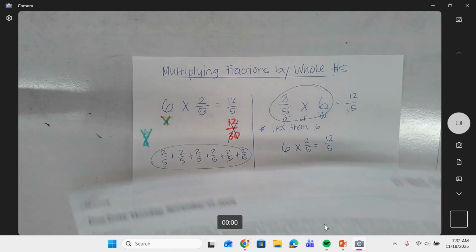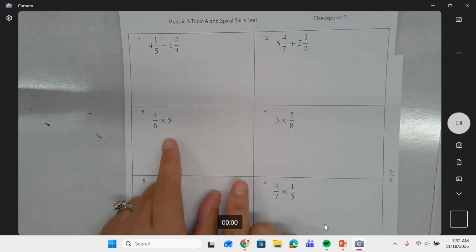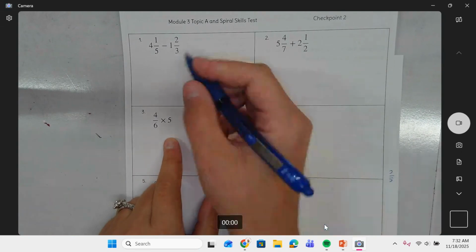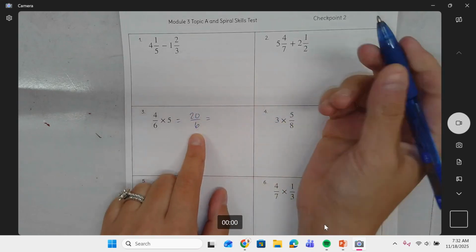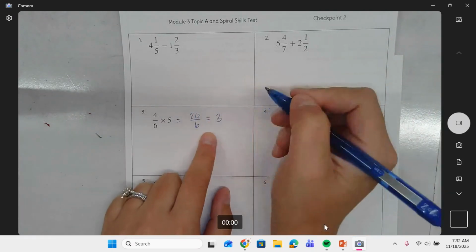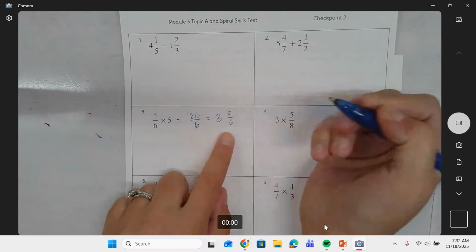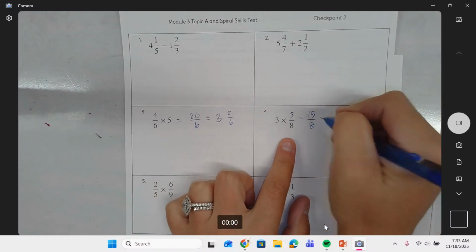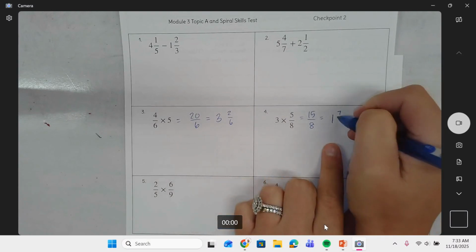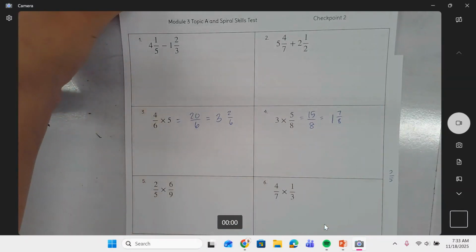So on their extra credit assignment, that would have been problems 3 and 4. What I was looking for was 26, which they then simplified into 3 full wholes, which would be 18/6 with 2/6 left over. And then here it would have been 15/8, which simplified would be 1 whole and 7/8 of another whole. In the next couple of videos, we'll go through the rest.